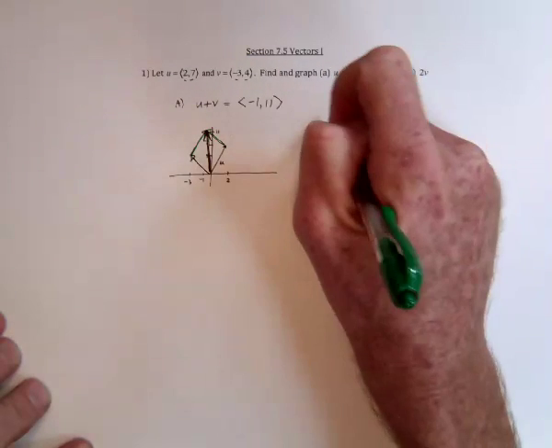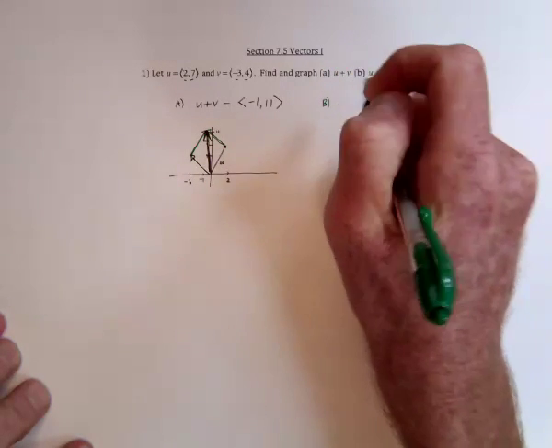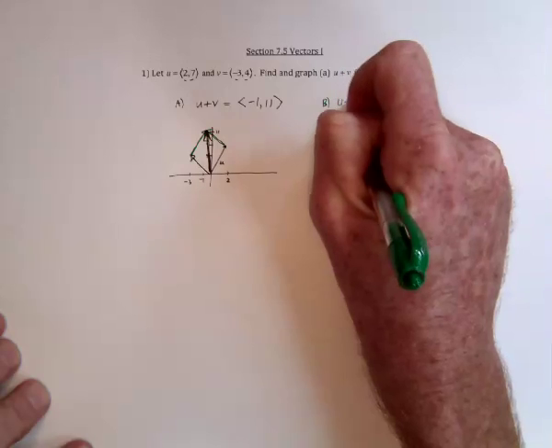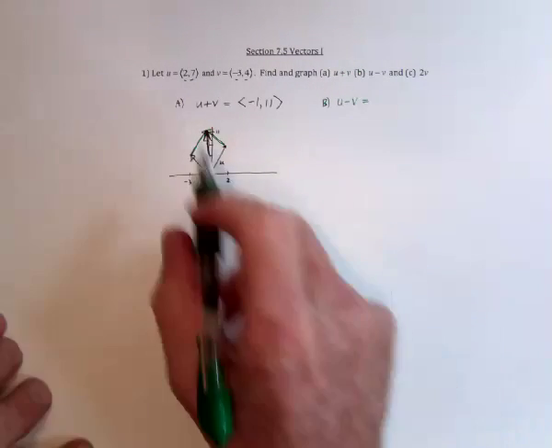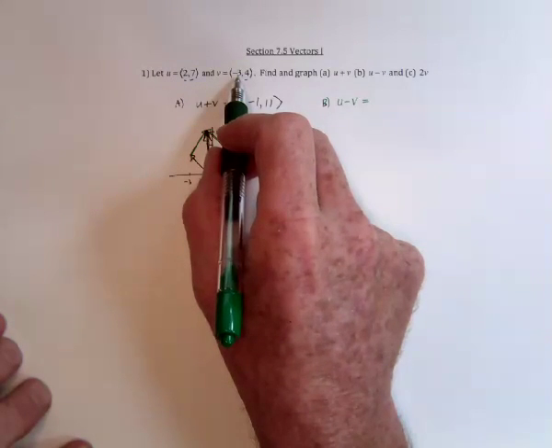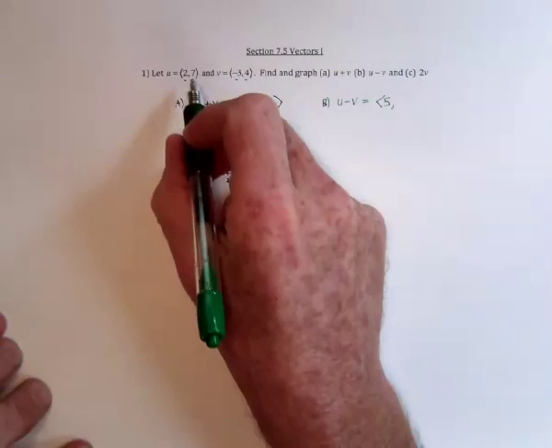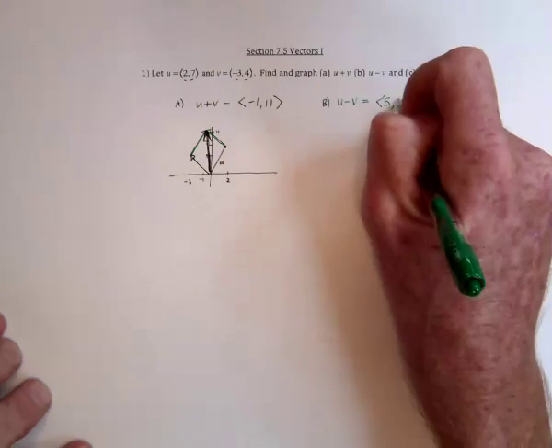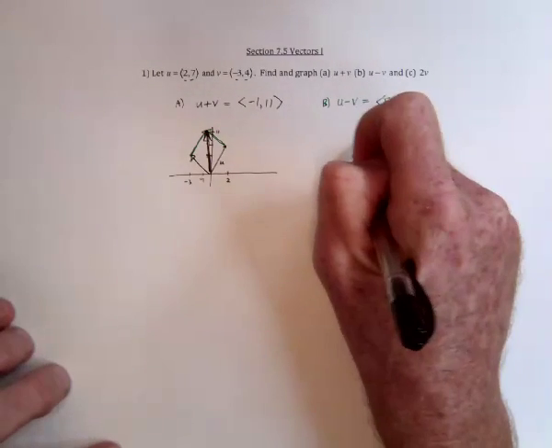And then what about subtracting the two? So for part B, u minus v is going to be, so u subtract this is going to make it a +3, together with 2 makes 5, and then 7 minus 4 is 3, and so graph that.